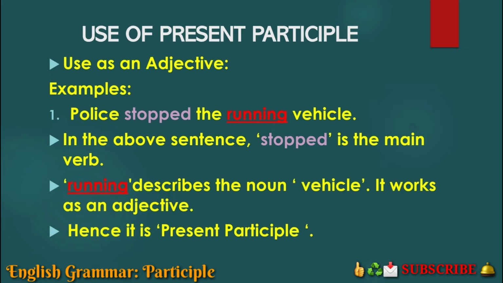And you know that if a verb describes a noun, it is known as a present participle. So it is a present participle. Running is a present participle in the above sentence. Okay, students, have you understood? Very good. Now, we shall have the second example.